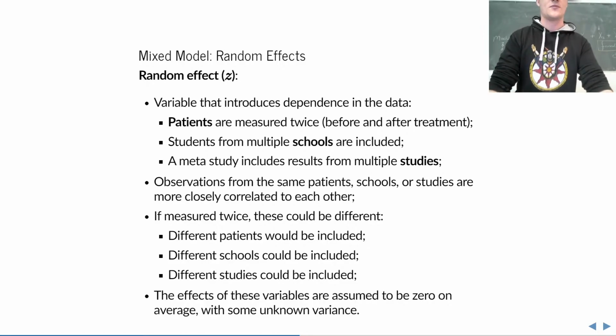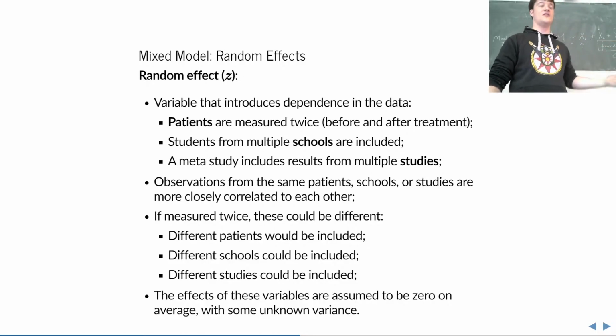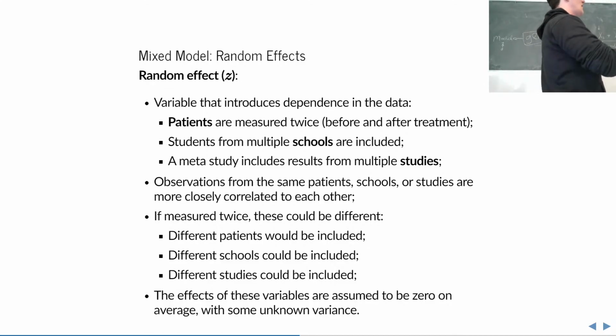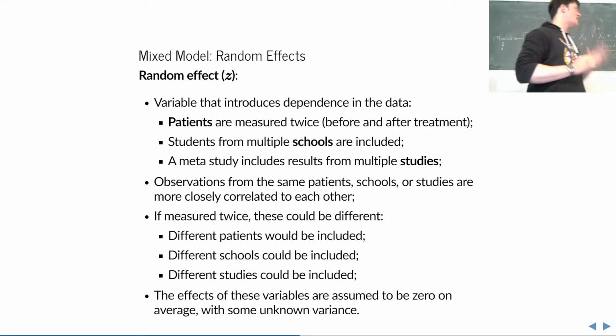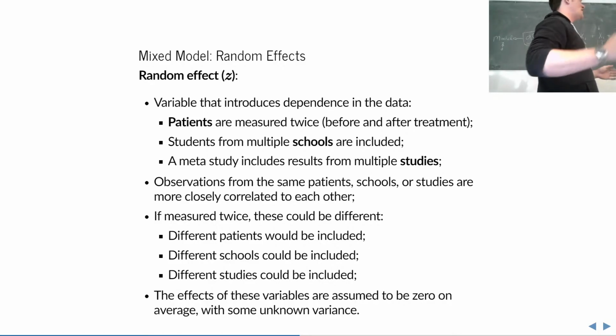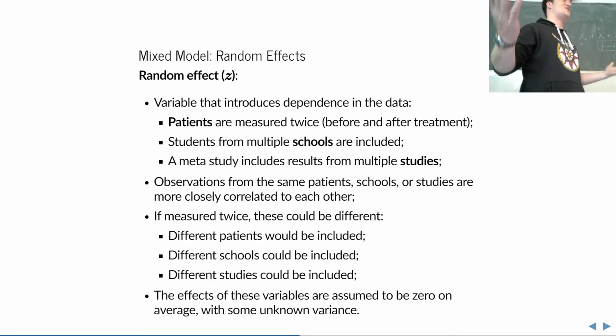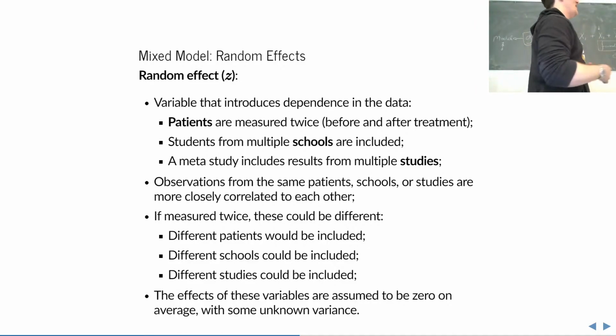Observations from the same patients, schools, or studies, we assume them to be more closely related to each other than to any other particular observation. And if measured twice, you would want them to be different, right? If you have the potential to sample from a larger group of patients, you would use different patients. You wouldn't use the same ones again and again.